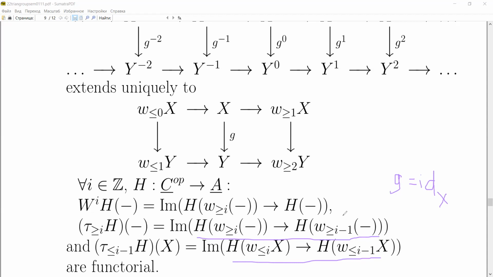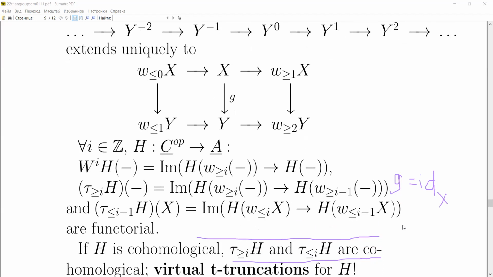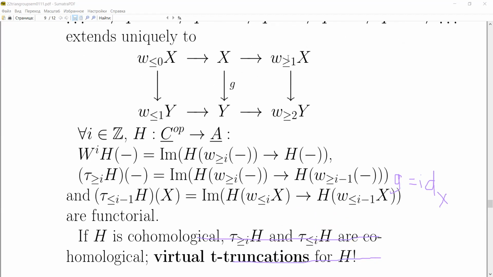And it's rather easy to prove that you obtain a well-defined function, so it essentially doesn't depend on any choices. Now, if H is cohomological, so these functions are cohomological as well. And I call them virtual t-truncations for H.